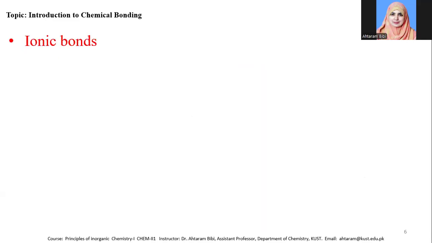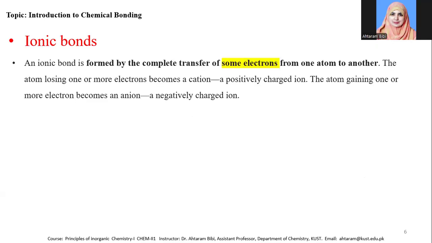So let's start with the first type of chemical bonding, and that is the ionic bond. An ionic bond is generally formed by the transfer of one electron or more than one electron from one atom to another atom.